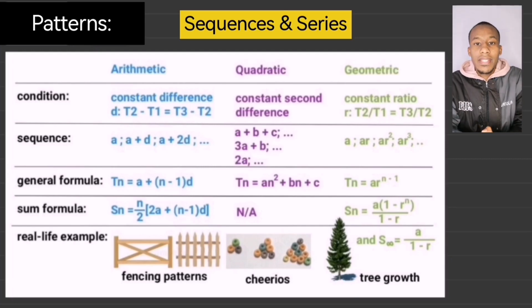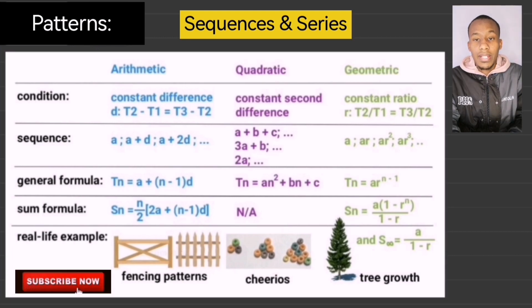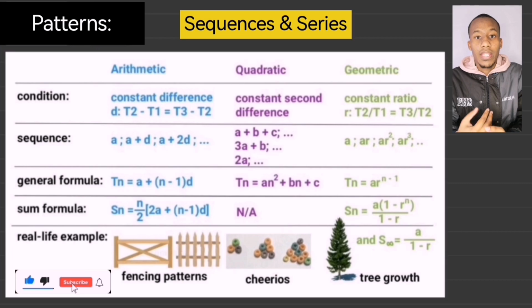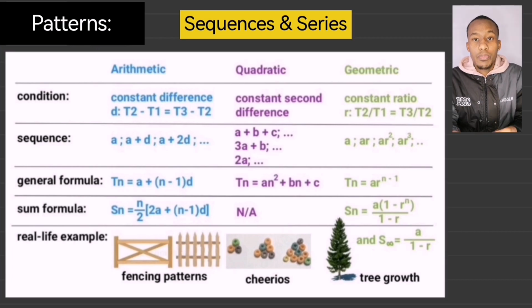Hello and welcome guys. In this video we're going to be looking at sequences and series, and in particular the three sequences will be arithmetic, quadratic and geometric. We sort of have like a table laid out, so I'm just going to go through this quickly and then we're going to do some practice questions that I've prepared from a certain past paper.